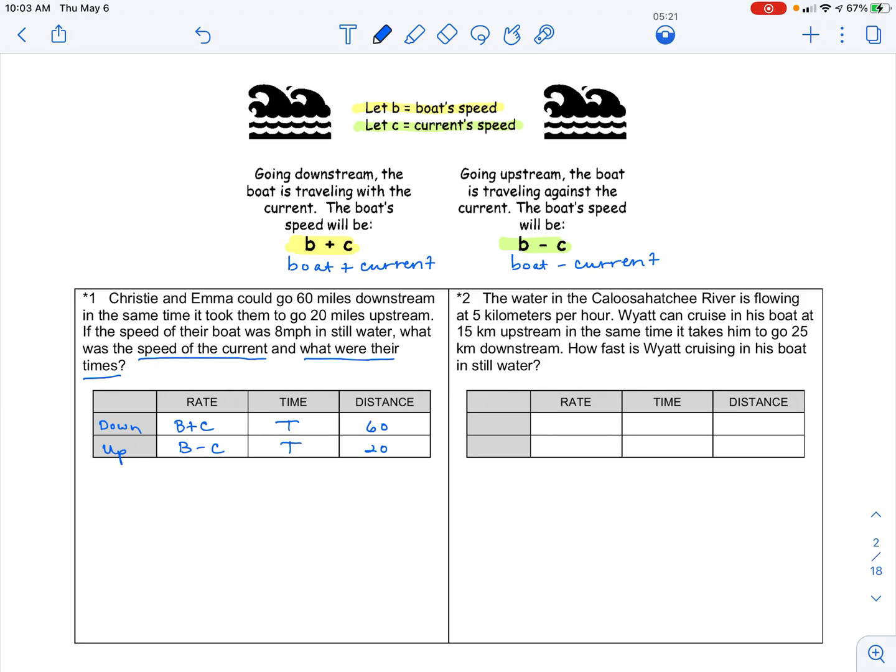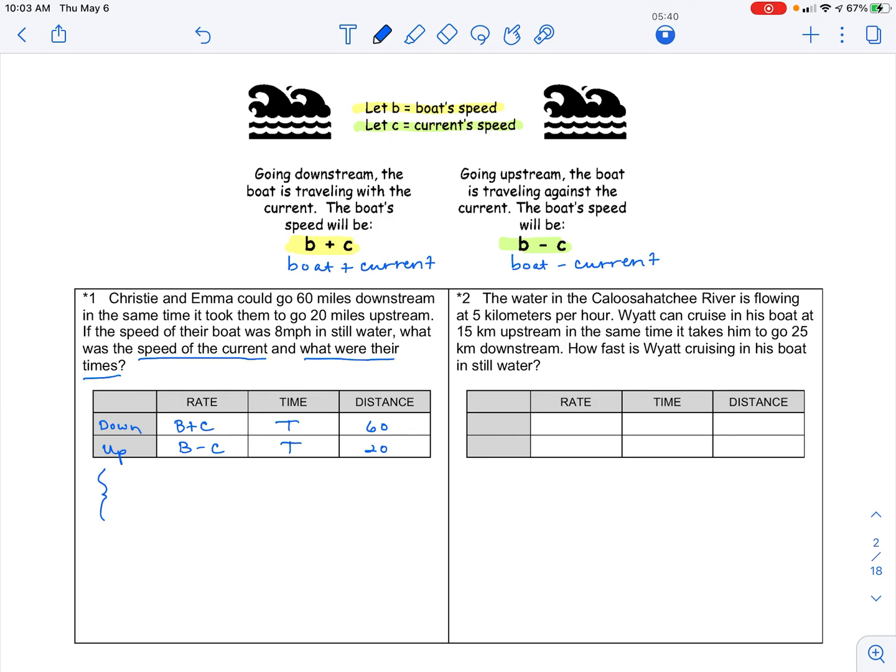Okay, so from there, we're going to set up a system of equations. Now, this is not going to be like a distance problem. We're not setting distance equal to distance, obviously, because our distances are different. Distance downstream is 60 miles, and distance upstream is 20. So we're going to set up a system here.